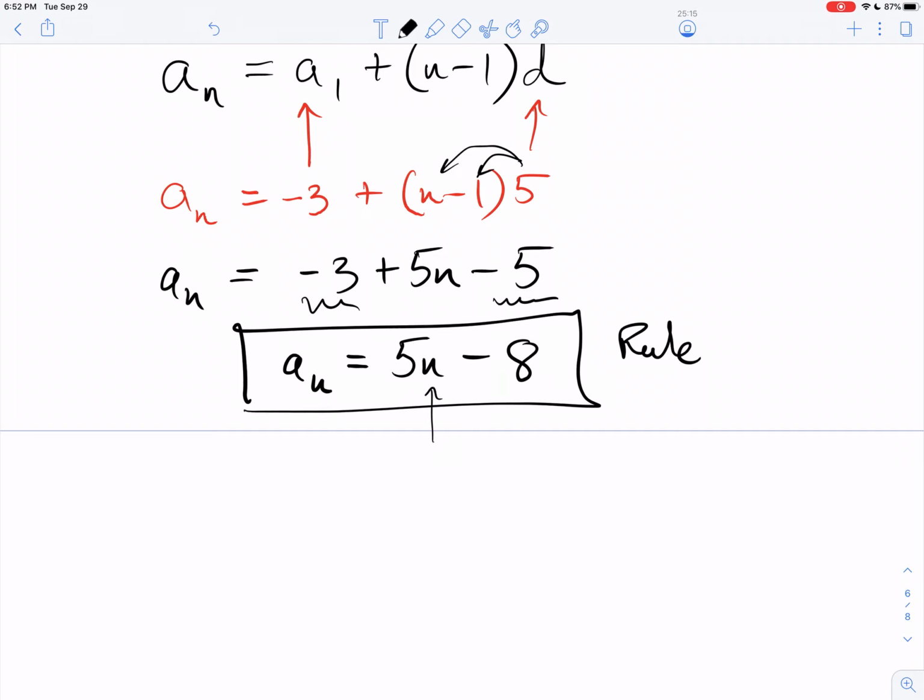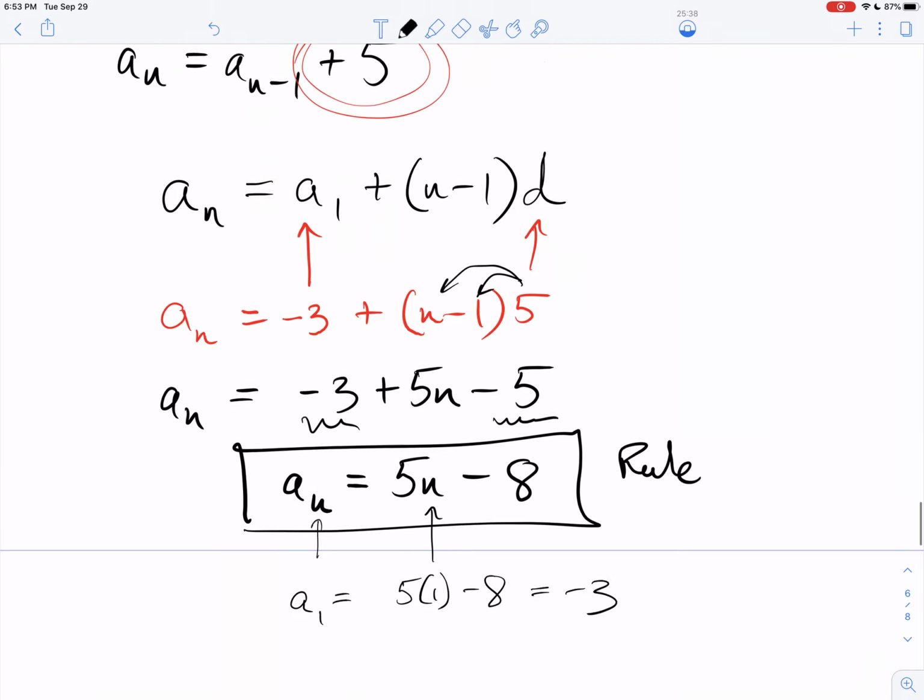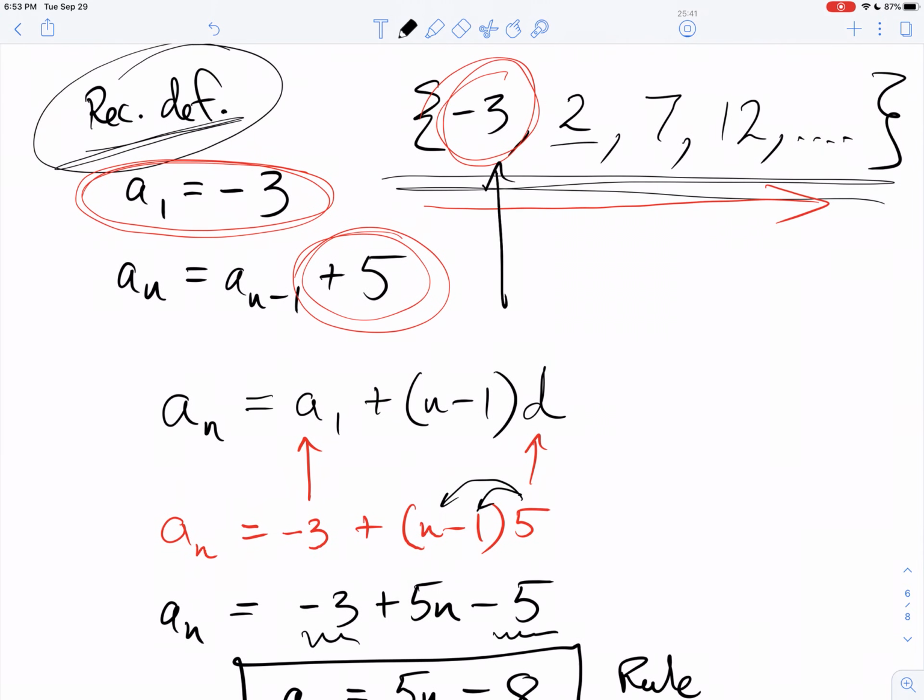If you plug in 1 for n, that means you're trying to tell me what the first number is, right? Because if I plug in 1 wherever I see an n, this translates into a1 equals 5 times 1 minus 8. Well, what is that? That's equal to negative 3. You're right, it is. Check it out.